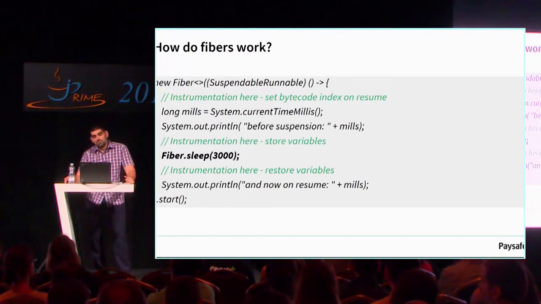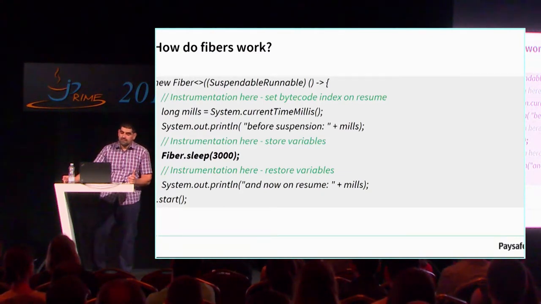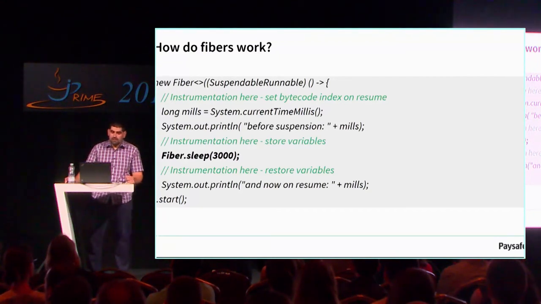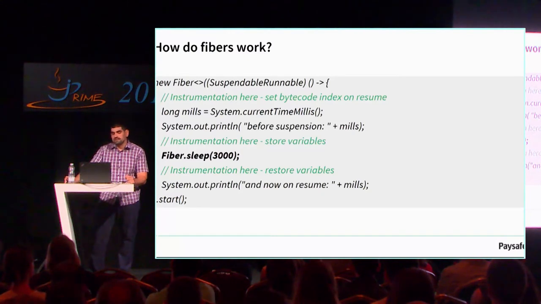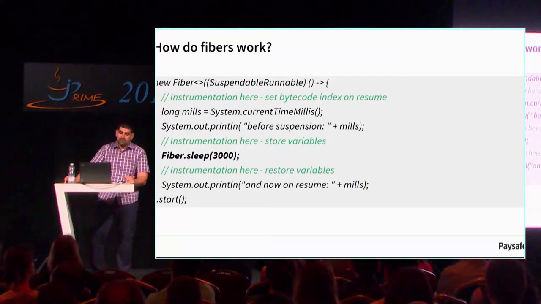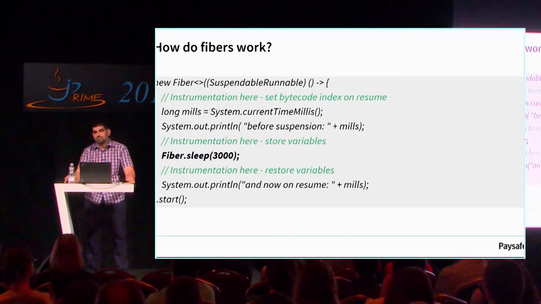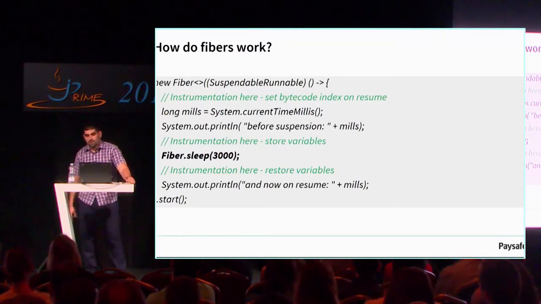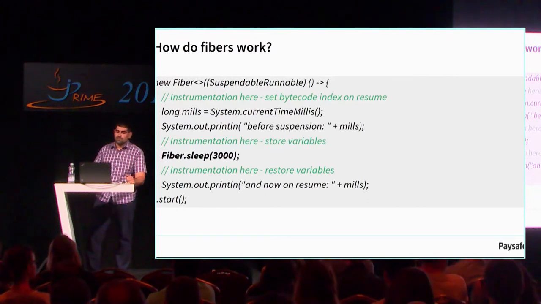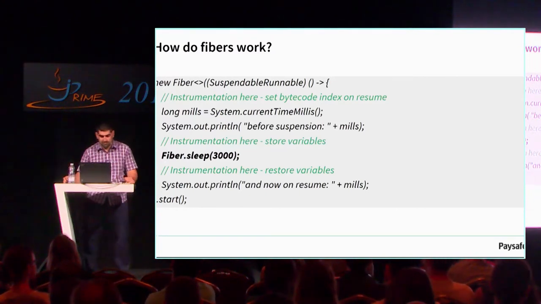And how fiber park, called by fiber sleep, suspends the execution of the current fiber: we're throwing this suspend execution exception. The exception pops up to our fiber and rewinds the stack. This is a checked exception, but you won't be able to catch it on your own. It's not supposed to be caught. Even if you write catch throwable, you won't be able to catch it, because the instrumentation takes care of this. It will prevent you from catching it, and you're not supposed to.